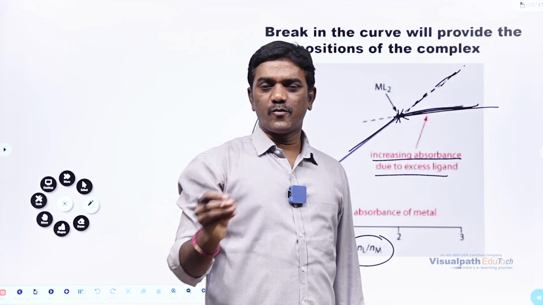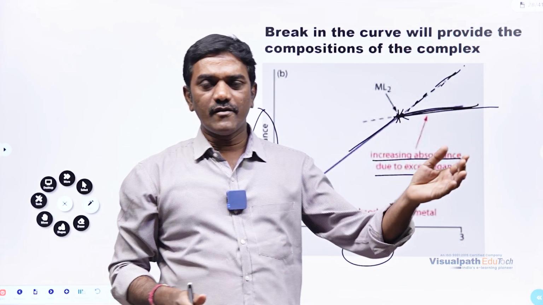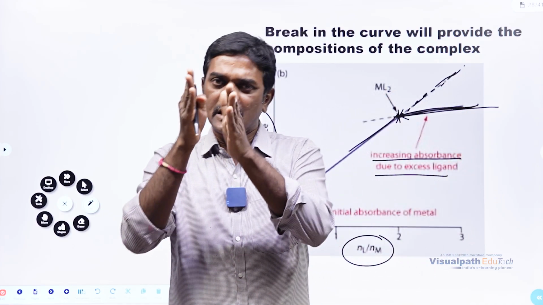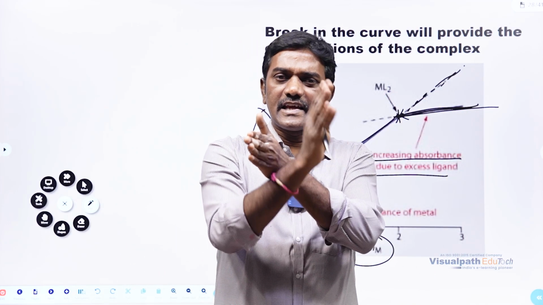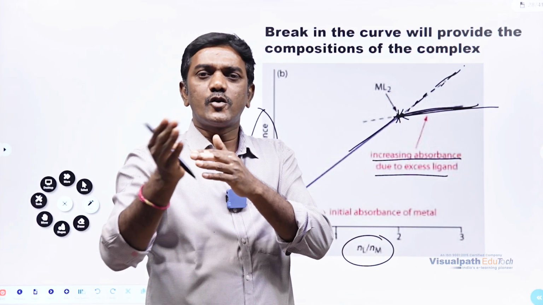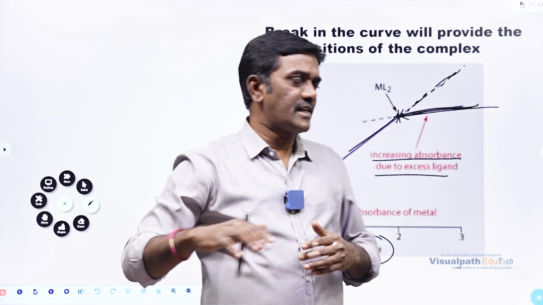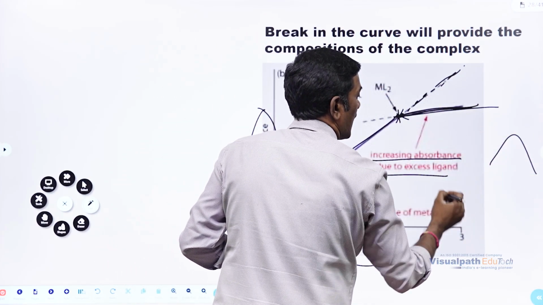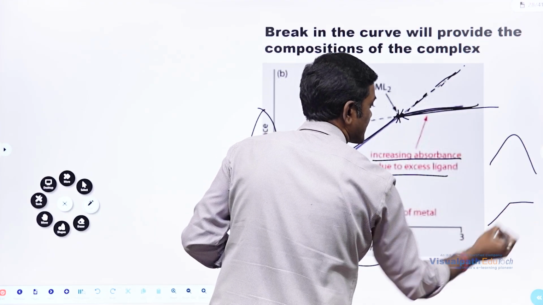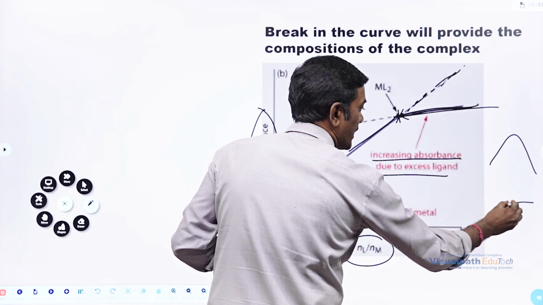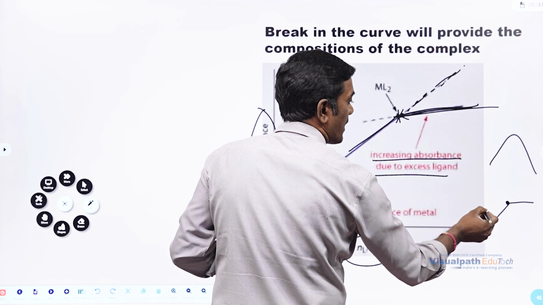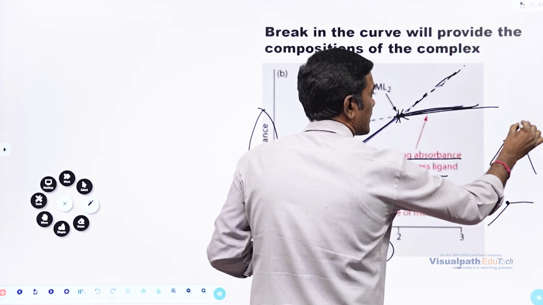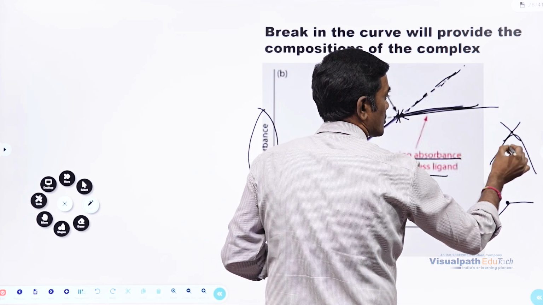So almost both methods are the same. There we vary both; here we keep one constant and vary the ligand. And we draw the graph there. That graph is very clear. The graph is going to come in this way, and this break point will give us the composition. Here, the maximum absorbance will give us the composition.